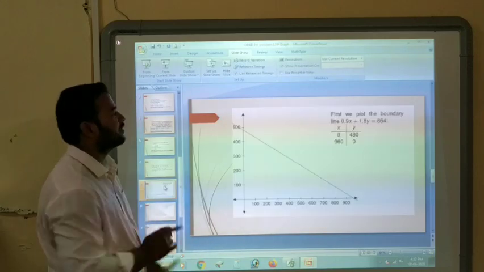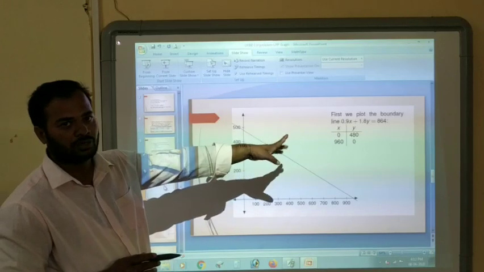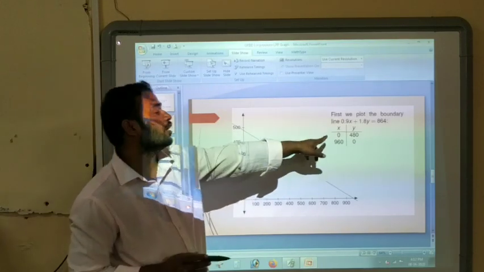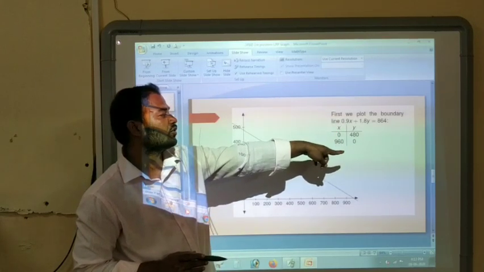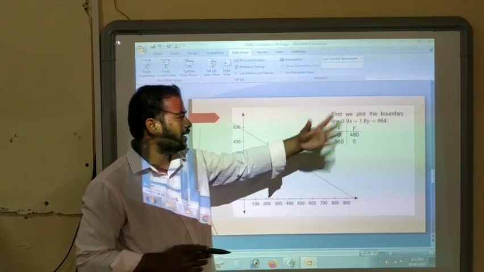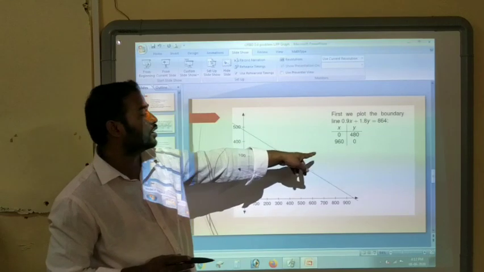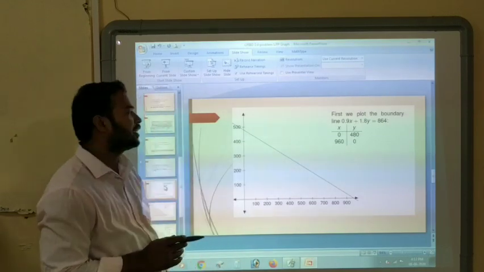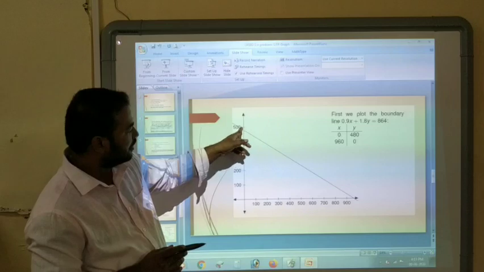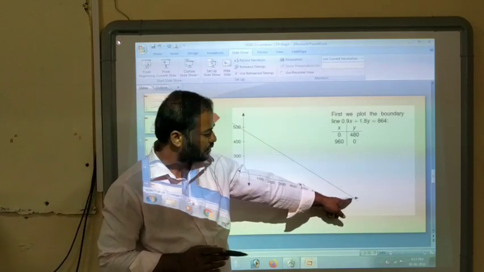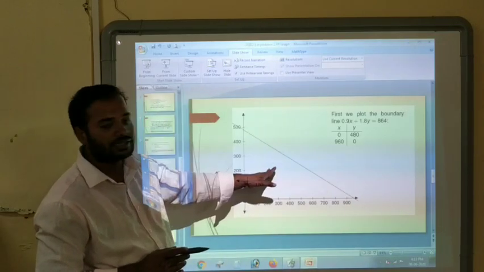In the first equation, 0.9x + 1.8y, the total hours available in the month is 864. When we put x equal to 0 in the equation 0.9x + 1.8y = 864, we get y value 480. Similarly, when we put 0 for y, we get the value for x as 960. When we plot both values on the graph, we get a line which touches the x-axis at 960 and the y-axis at 480. The graph looks like this.